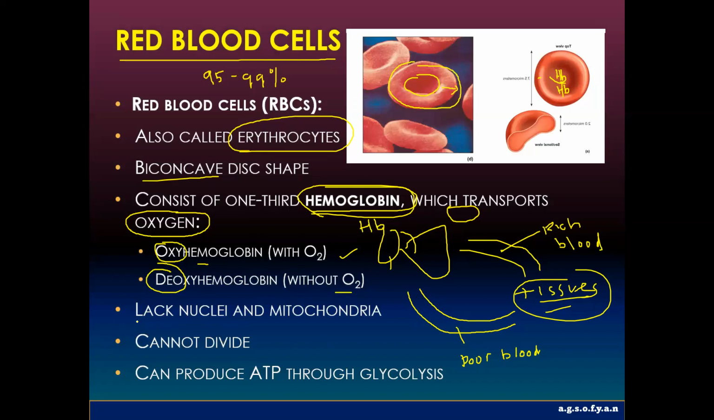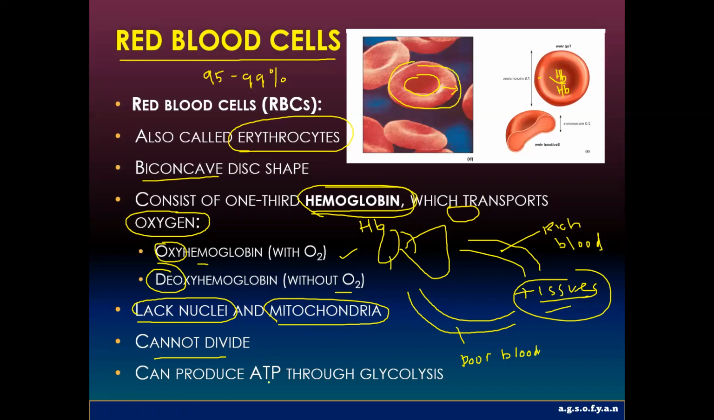As I mentioned before, the red blood cell lacks a nucleus. There is no nucleus in the red blood cell, and also no mitochondria. This means that this red blood cell will die. So they have a life span of about 120 days. They cannot divide, so they cannot produce other blood cells. So they cannot repair. They have to be made.